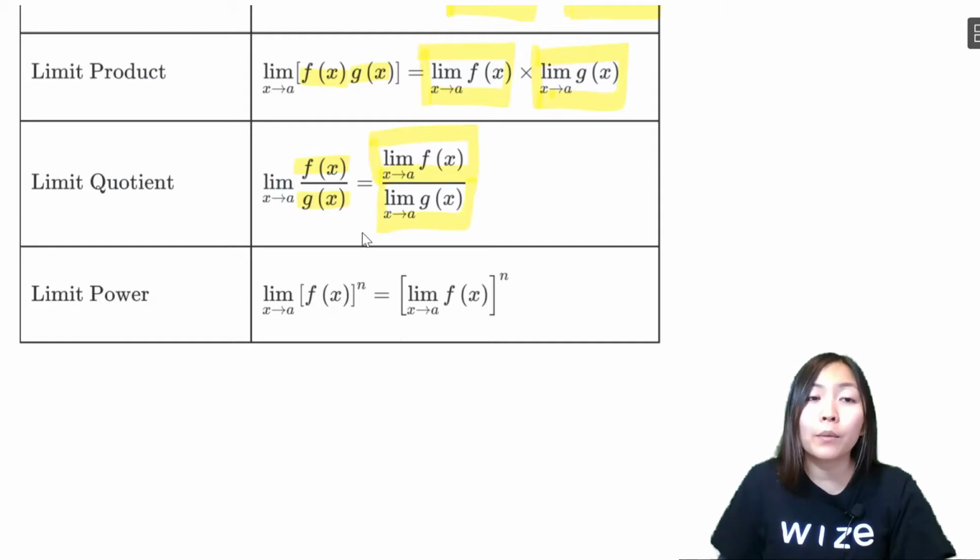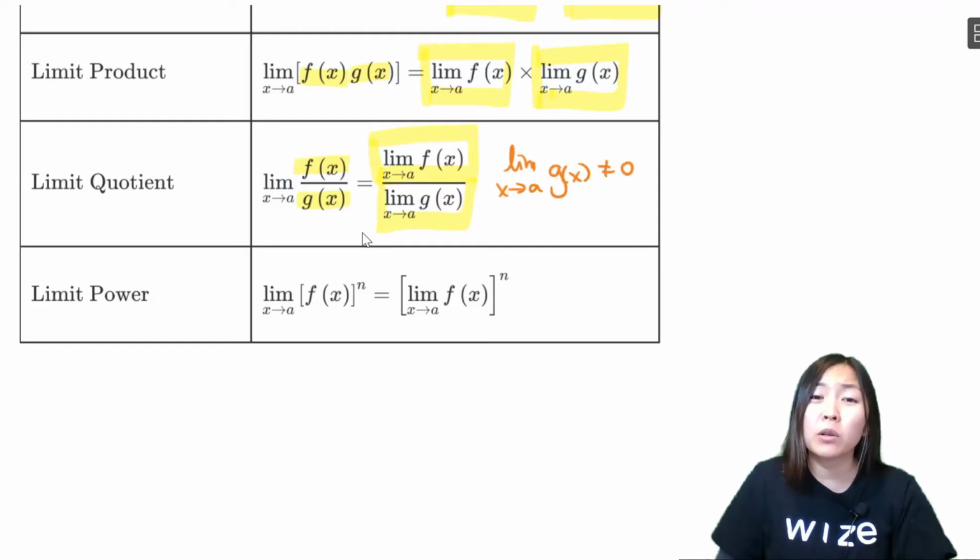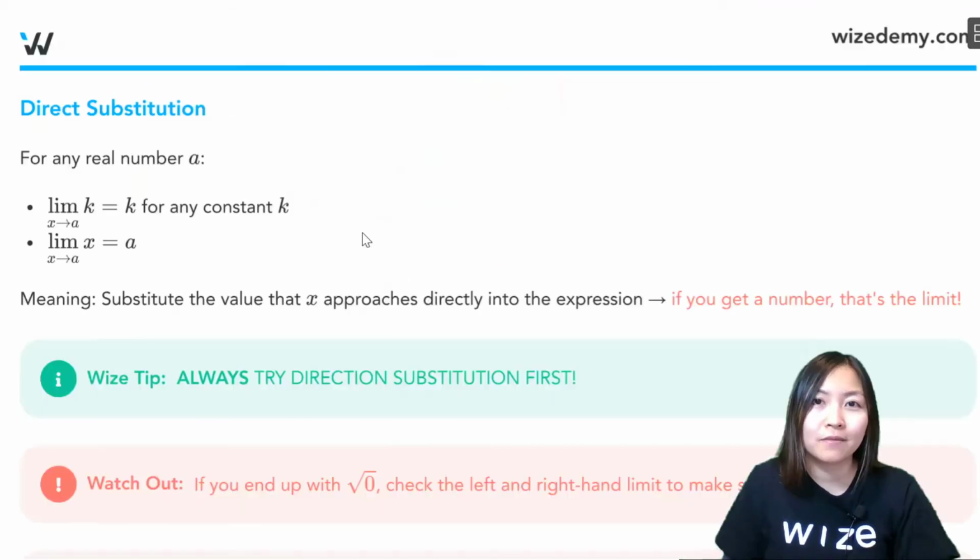There is one note that we have to make for the limit quotient rule, and that is that the limit as x approaches a of g(x), whatever this finite number is, is not 0. Because, of course, we can't divide by 0, right? So if we have a limit where this equals 0, this does not work. And finally, we have the limit power rule. So I could find the function raised to some power and then find the limit, or I can find the limit of the function first, get that number, and then take the number and raise it to a power.